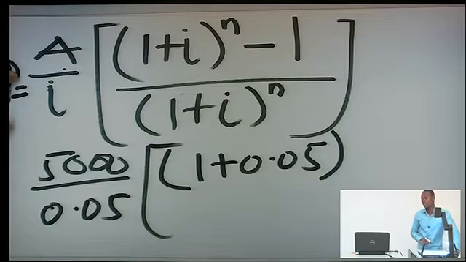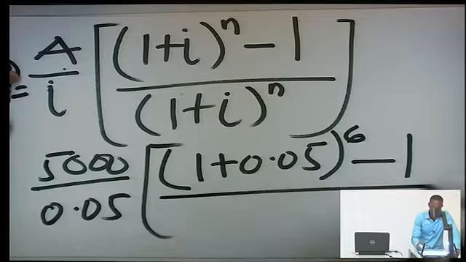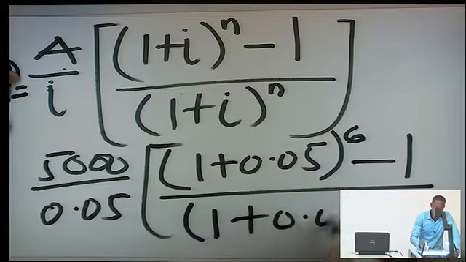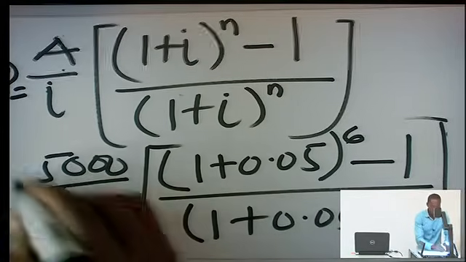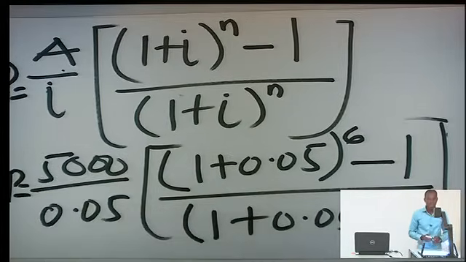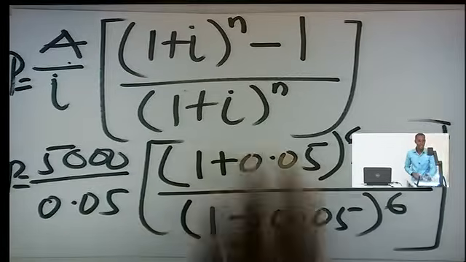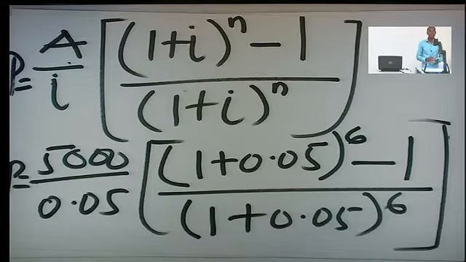Then how many years? It was for 6 years, so my n is 6. Then minus 1. Then I do the denominator, 1 plus 0.05 to the power 6. Good. So once I do this, I break this down, and put everything together. It gives you one answer.